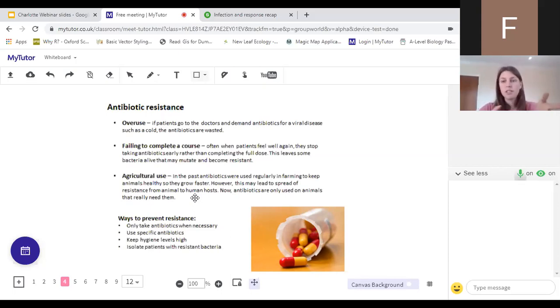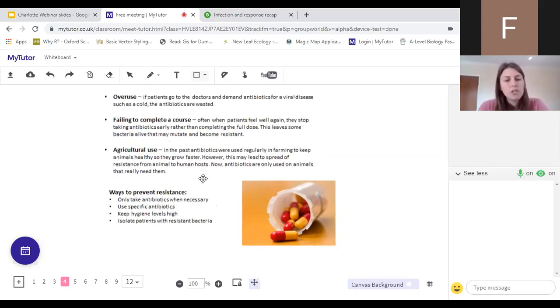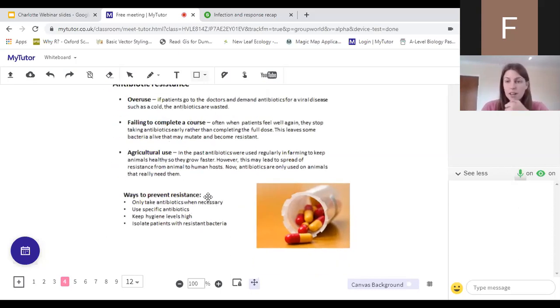So now we only use antibiotics on animals that really need them. If an animal is sick, then you would use an antibiotic on it. But if it's not, there's no point. So only take antibiotics when necessary, not for viruses. Use specific antibiotics, so make sure that you're using the ones that are specific to the pathogen that you need to defend against. Keep hygiene levels high, that just prevents bacteria in the first place. And isolate anyone who's got resistant bacteria. Quite often they'll do that in hospitals if they discover that someone's not responding to treatment.